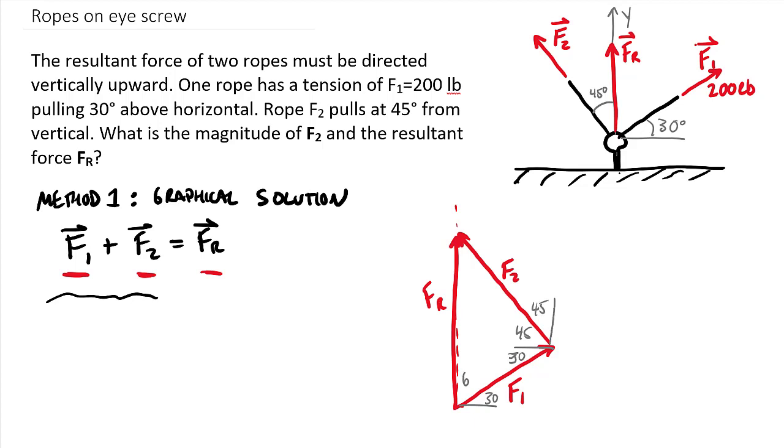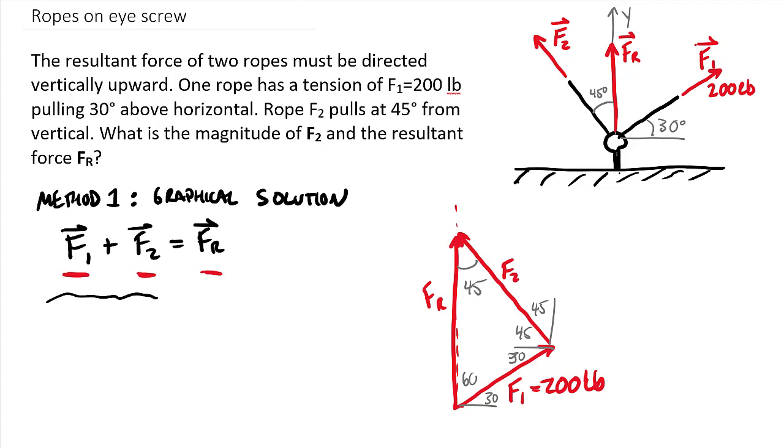We also then know that this angle here is 60, and by doing some math, essentially taking the sum of the internal angles being 180 degrees, the angle that's left for this upper angle here is 45. We also know that F1 has a magnitude of 200, and we want to find the magnitude of the other two.